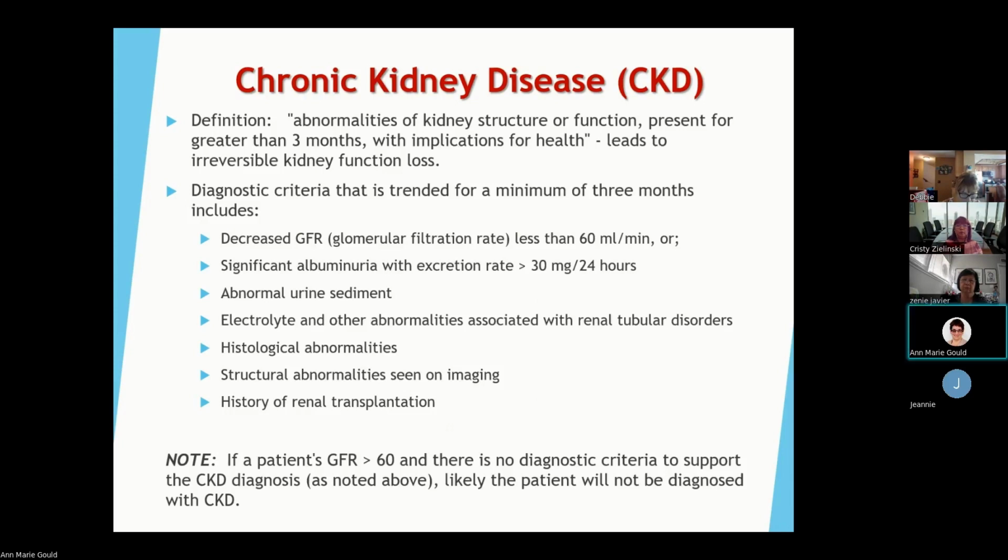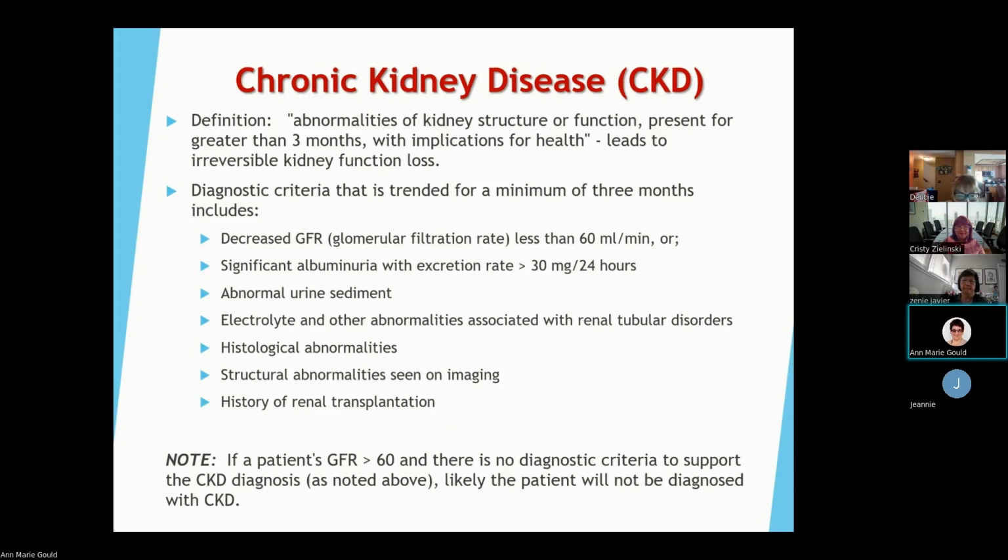So when it comes to your diagnostic criteria, this is trended for a minimum of 3 months. Sometimes some of the nephrologists will go 6 months if it's too variable. If it's up and down, too labile, and they can't get a good trend, a level off of that serum creatinine. So they're going to look at your decreased GFR if it's less than 60, or they're going to look at your significant albuminuria with excretion rate greater than 30 milligrams in 24 hours.